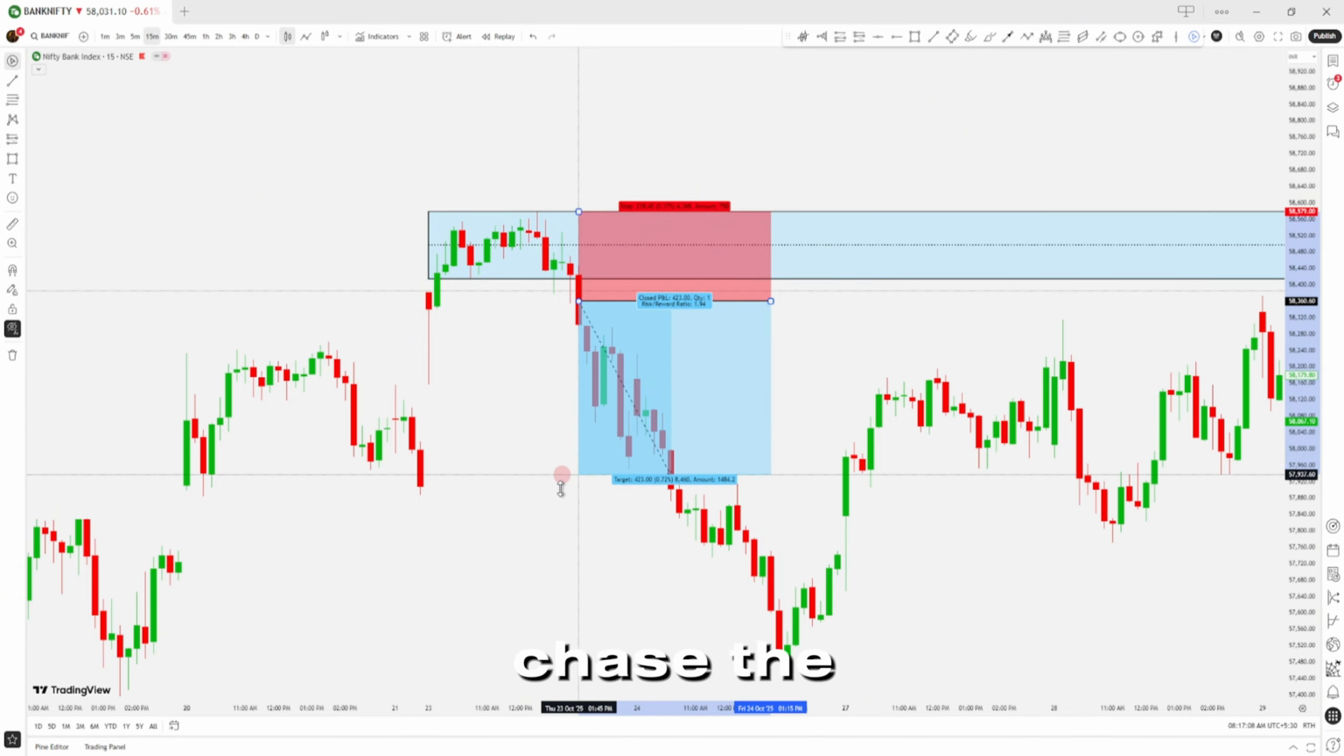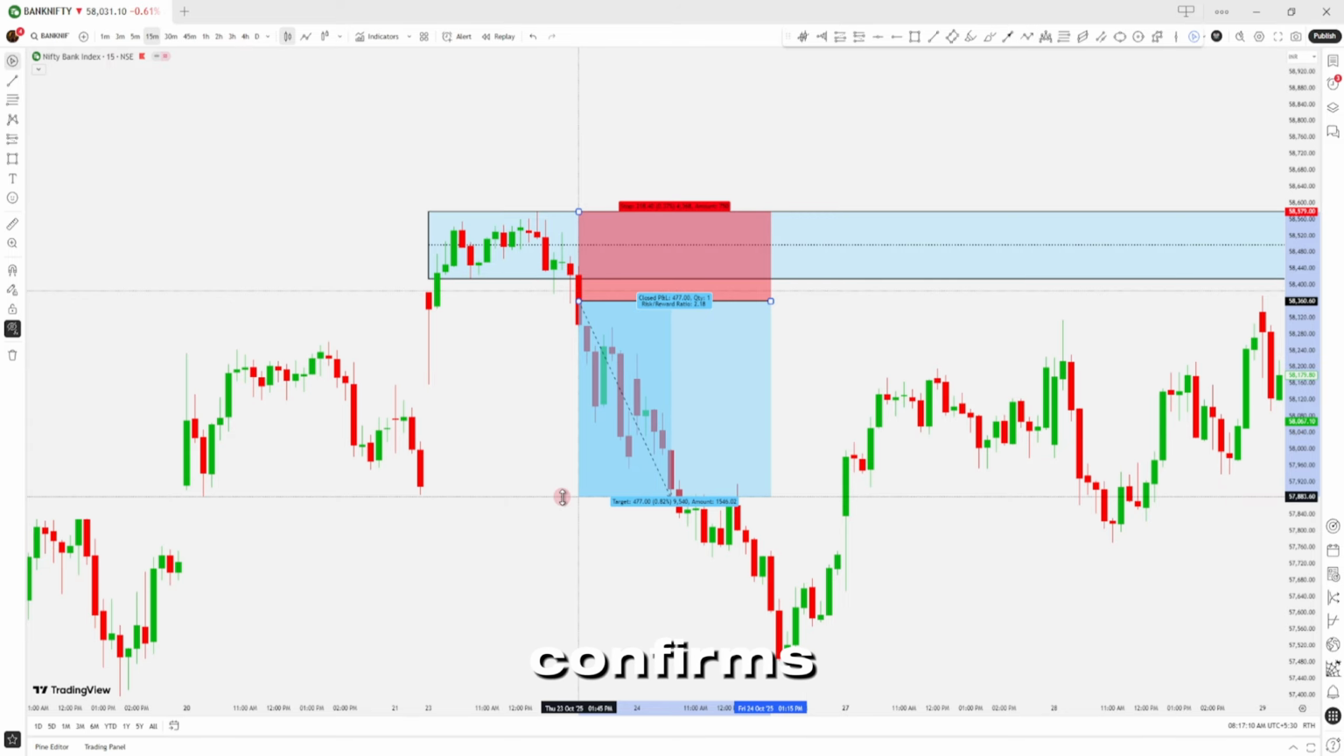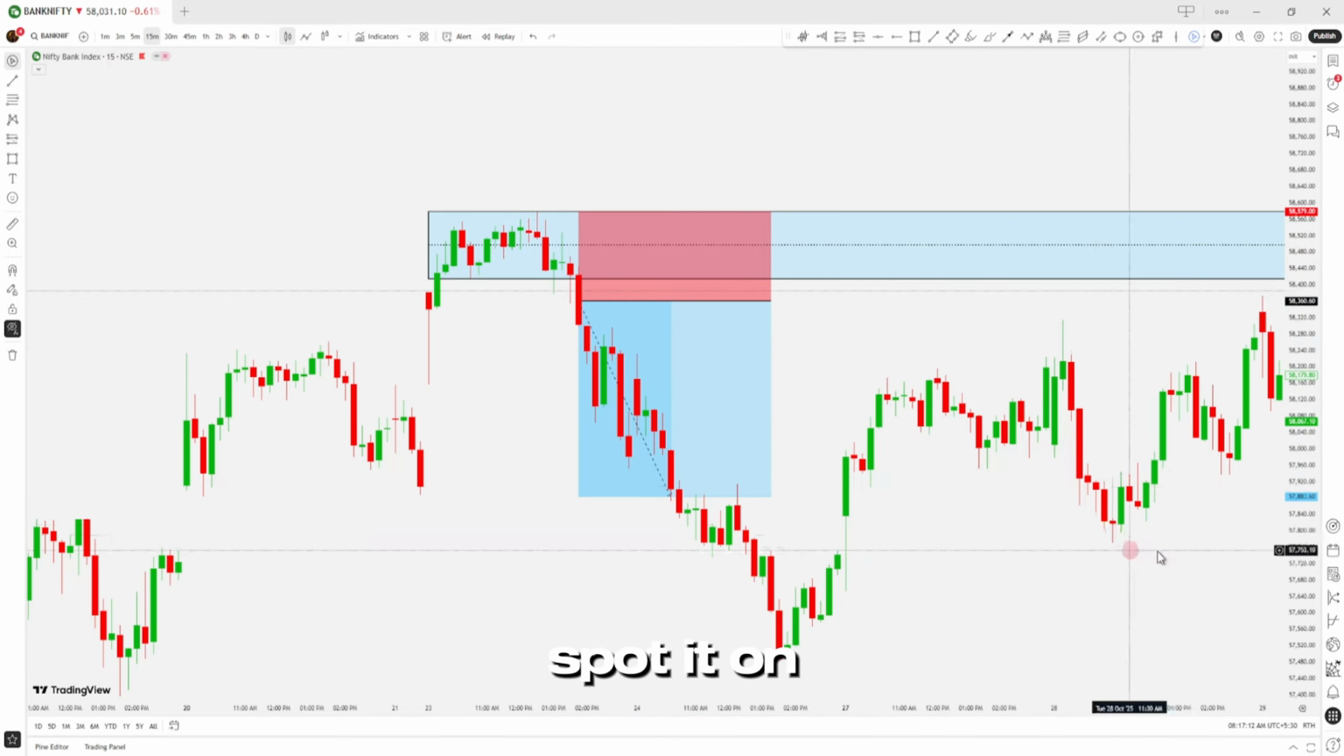Small traders chase the first poke. Big money confirms with a close to run it. Spot it on a 15-minute Bank Nifty chart after flat action. Draw the high and low lines of the box. The break needs a close outside by the body size. No big tail back in.